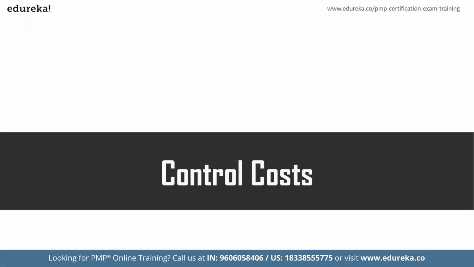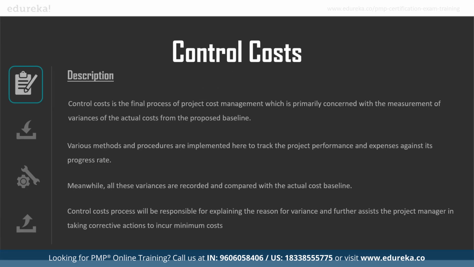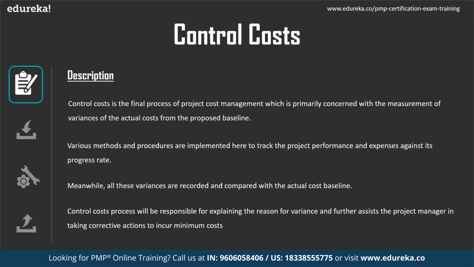So next process would be control cost. So control cost is the process of monitoring the status of the project to update the project cost and managing changes to the cost baseline. So this is the final process in the monitoring and control process group. So this is primarily concerned with measurement of variances of the actual cost from the proposed baseline. So various methods and procedures are implemented here to track the project performance and expenses against its progress rate. Meanwhile, all the variances are recorded and compared with actual baselines. If any necessary corrections are required, those will be done through raising a change request.